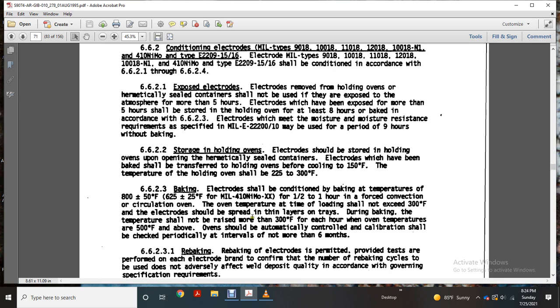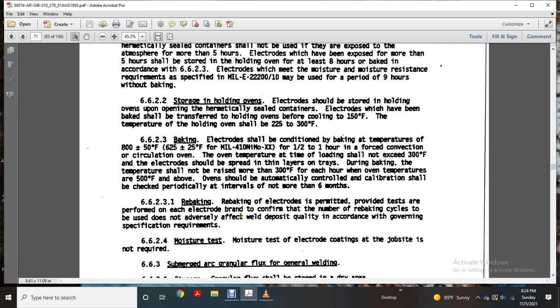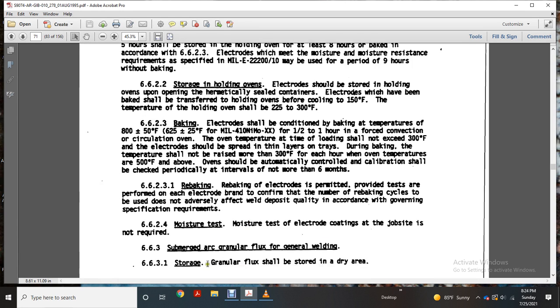Temperature should not be raised more than 300 degrees for each hour when the oven temperature is 500 degrees or above. The oven should be automatically controlled, and the calibration should be checked periodically at intervals of not more than 6 months. Rebaking electrodes is permitted, provided tests are performed for the electrode brand to confirm that the number of rebaking cycles does not adversely affect the weld deposit quality in accordance with the governing specification requirements. Moisture check of electrode coatings at the job site is not required.